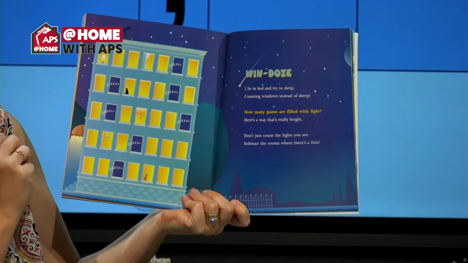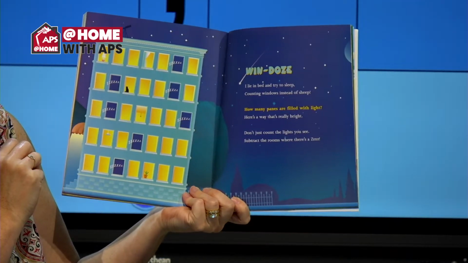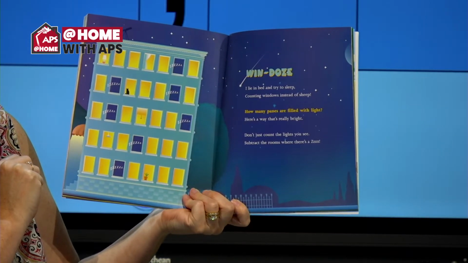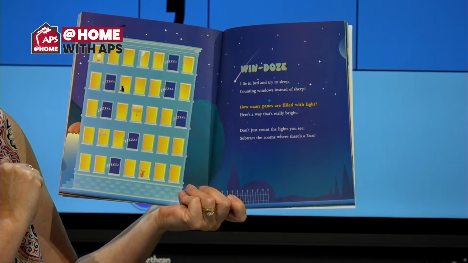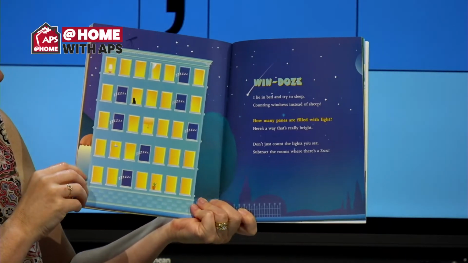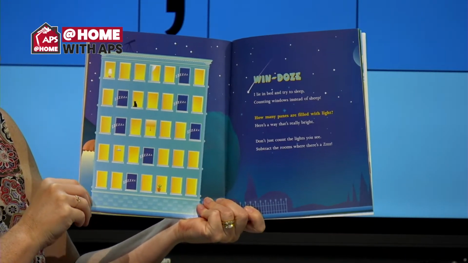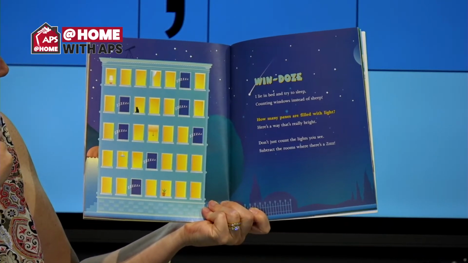So how many panes were filled with light? Did you figure out the pattern? Don't just count the lights you see. Subtract the rows where there's a Z.